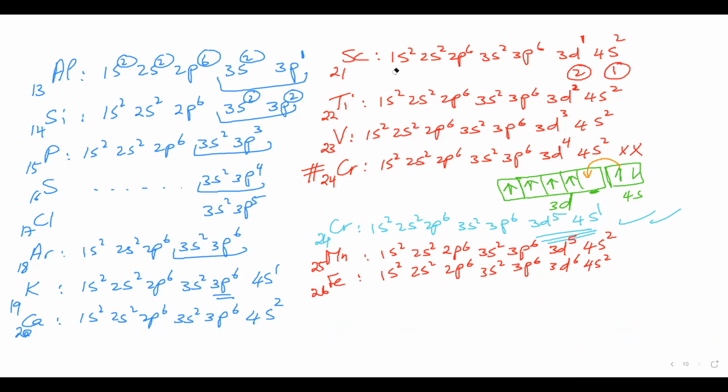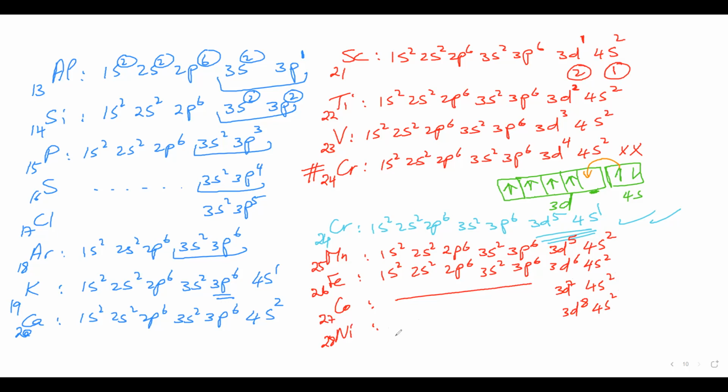After iron, we have cobalt 27, which is 1s2, 2s2, 2p6, 3s2, 3p6, and then we have 4s2, 3d7. Then after cobalt, we have nickel 28, which is 1s2, 2s2, 2p6, 3s2, 3p6, 4s2, 3d8.